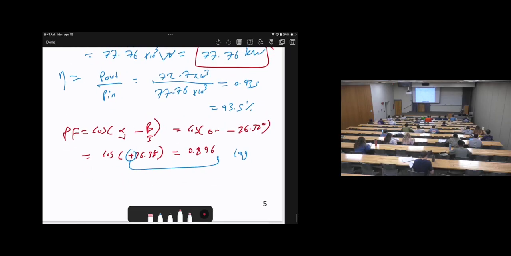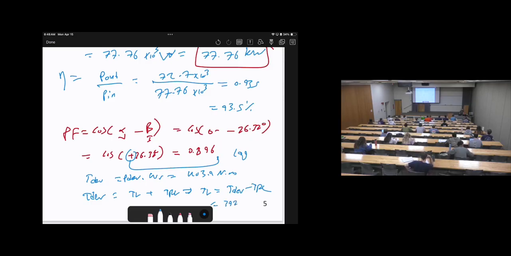If we need to calculate the torques, T div, P div, here is a cumulative example. I'm going to assume we need to calculate everything. That's why it's kind of complicated. So it will be 403.9 Newton meters. Then T div equals load torque plus torque rotational losses. Therefore, load torque will be T div minus T rotational losses. Then it will be 392.2 Newton meters. Okay? So that's overall, I calculated everything.